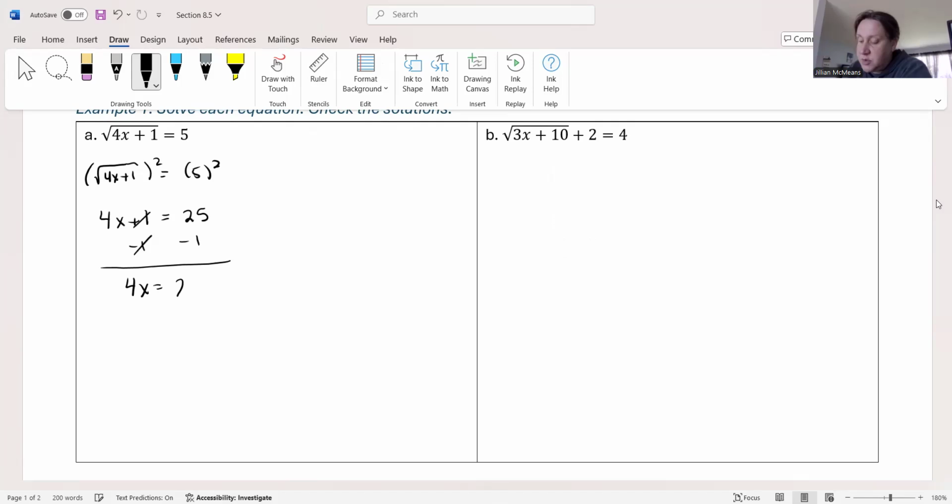And then 25 minus 1 is 24. And then I want to go ahead and isolate my variable. So I've got 4 times x. I need to undo that multiplication. So I would divide both sides by 4.